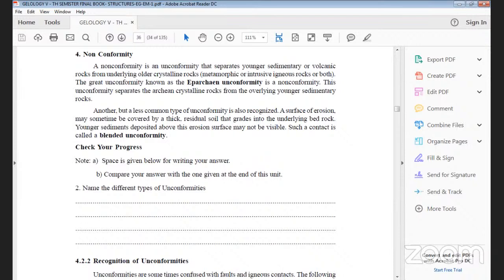Another, more common type of unconformity is also recognized. It is a phase of erosion. It may sometimes be without a very thick residual soil, which is formed as a grade over the underlying bedrock. The younger sediments are deposited above this erosion surface, which may not be visible. Such a contact is called a blended unconformity.